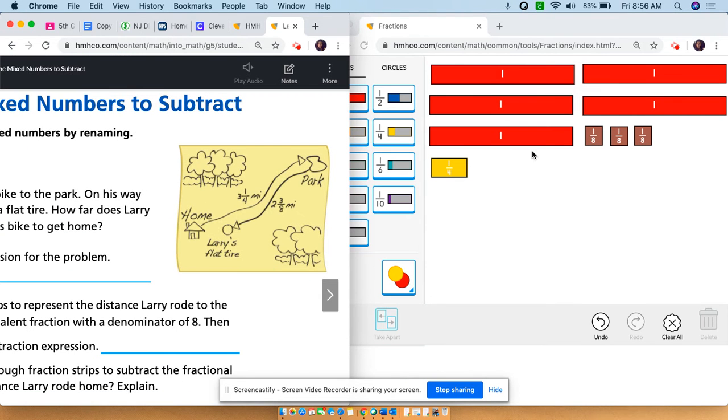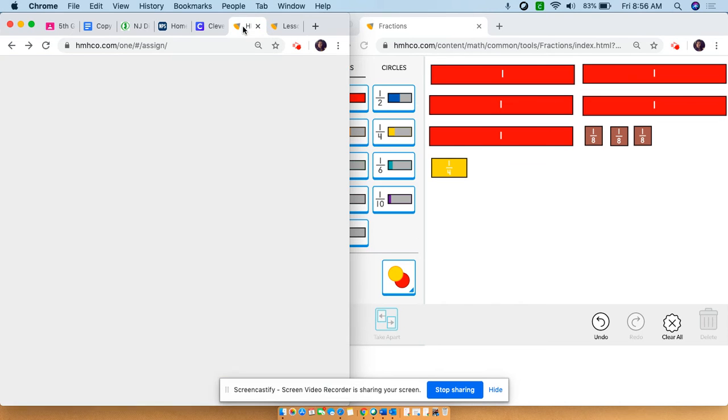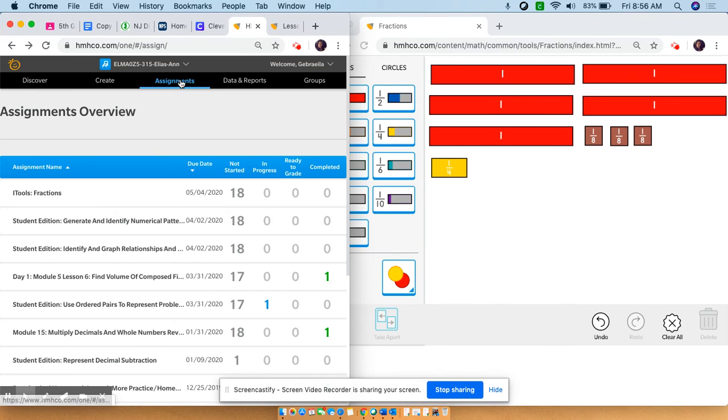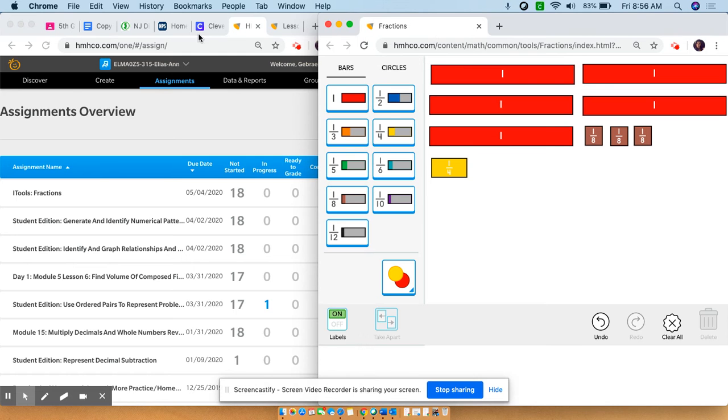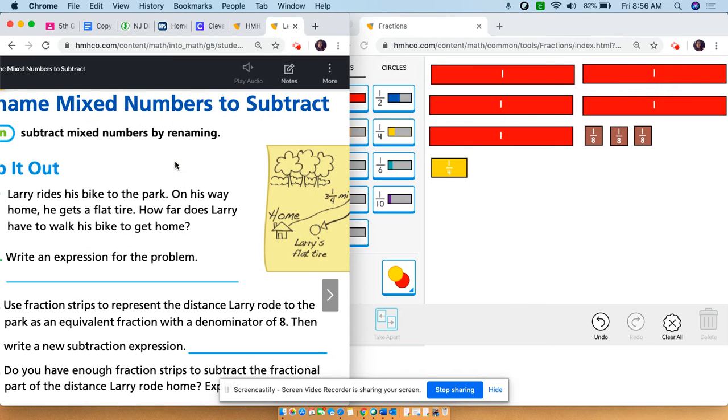Okay. So on the side here, I've already got my fraction tiles set up, and this is available for you in the assignments on Ed. Okay, it's the first one, iFraction Tools. Okay, so I'm going to go back to our problem.